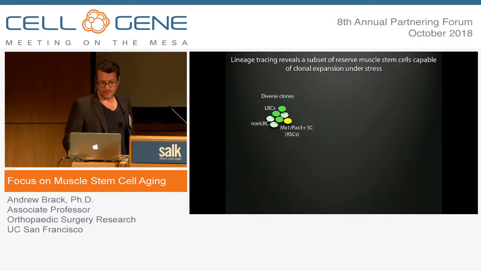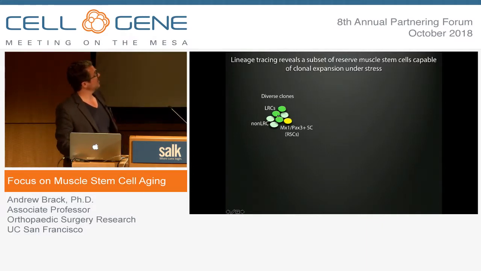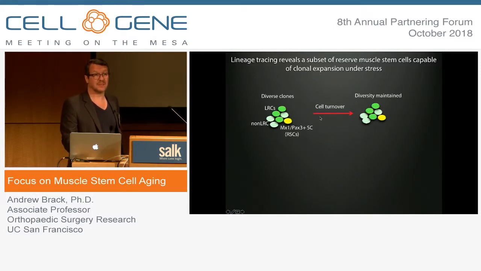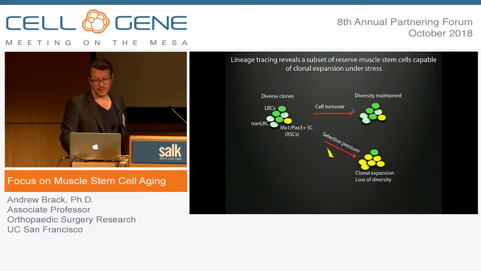And so just to finalize with a model: like all stem cells within a tissue, the satellite cell compartment is composed of diverse clones. And what we've shown is there are LRCs, and there's this subset of reserve cells that are MX1 inducible and PAX3 expressing. Under normal cell turnover, homeostasis and diversity is maintained, suggesting cellular heterogeneity is actually functionally relevant. Under a selective pressure, such as irradiation or aging, we think we get clonal expansion of these reserve cells.